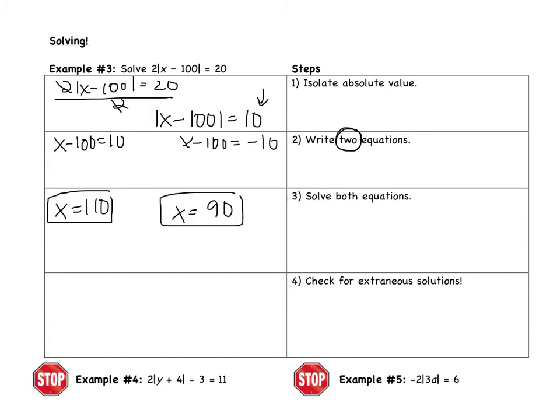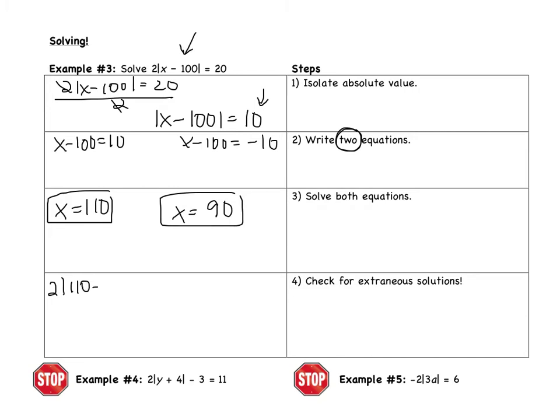Okay, step 4 is very important, and it's the one that we tend to skip. You need to check for extraneous solutions. So you're always going to get two solutions, but they're not always going to work in the equation. So I'm going to substitute back in, going back to my original equation.